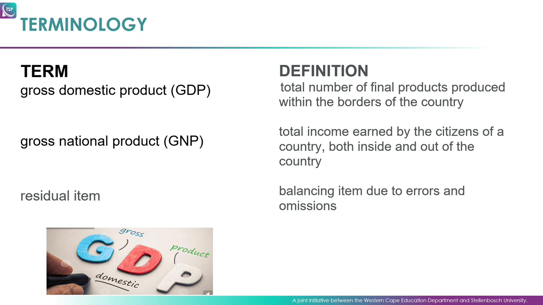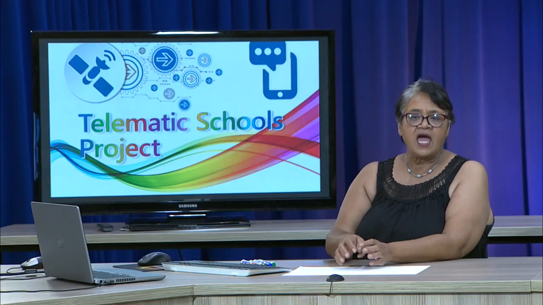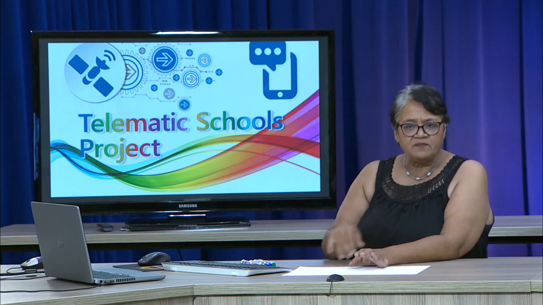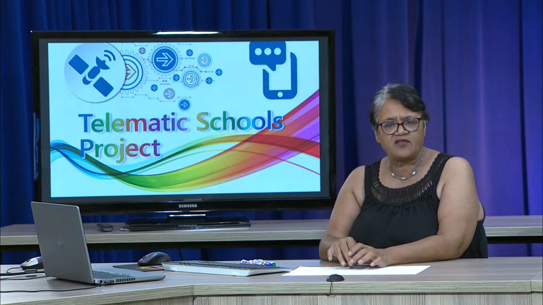So all of that would make up your GDP, whereas your GNP, as I said, is only the income earned by the citizens or permanent residents of the country, and we look at the people inside as well as outside of the country. So that means we've got to then, from our GDP, take away all those foreign businesses and foreigners working in South Africa.